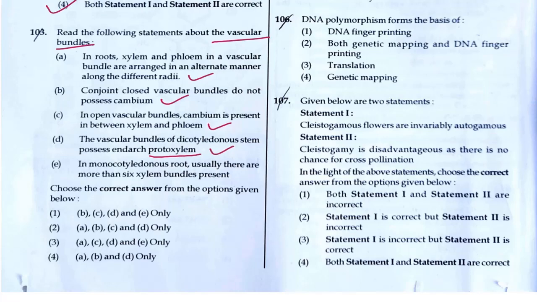So coming to option E: in monocotyledonous root, usually there are more than 6 xylem bundles present. In some instances, this is also true. But if you look into the options, option A, B, C, D, that will be the correct one. But let's wait for the official key of the NEET. Students may also get a bonus in this.